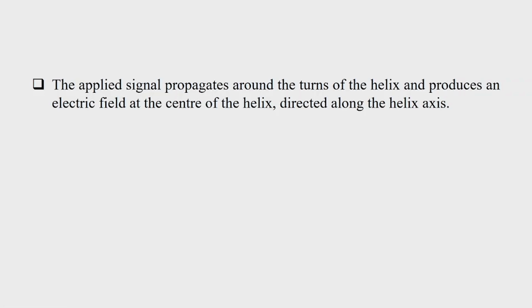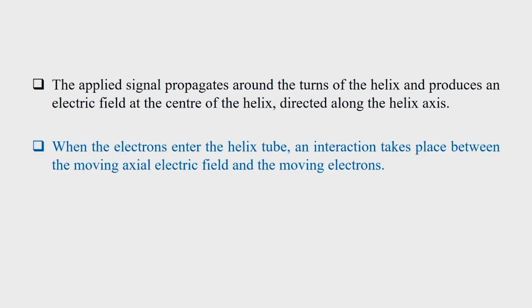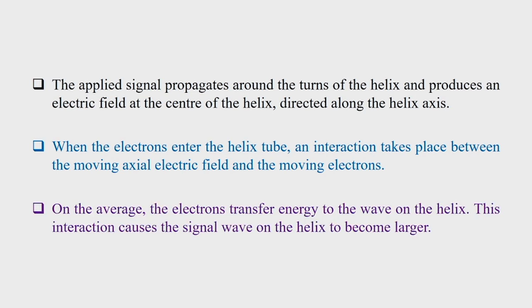The applied signal propagates around the turns of the helix and produces an electric field at the center of the helix, which is directed along the helix axis. When the electrons enter the helix tube, an interaction takes place between the moving axial electric field and the moving electrons. On the average, the electrons transfer energy to the wave on the helix. This interaction causes the signal wave on the helix to become larger, and this is how we get amplification of the signal.